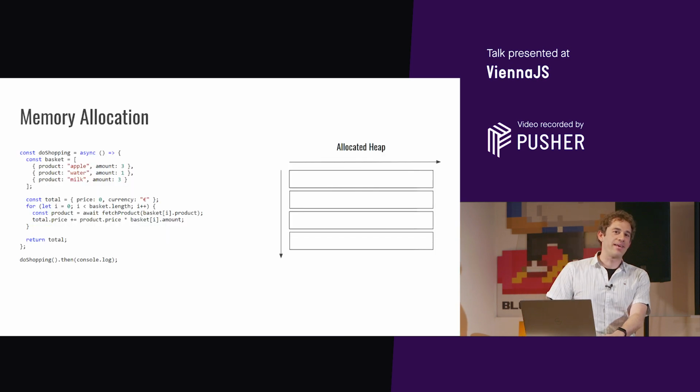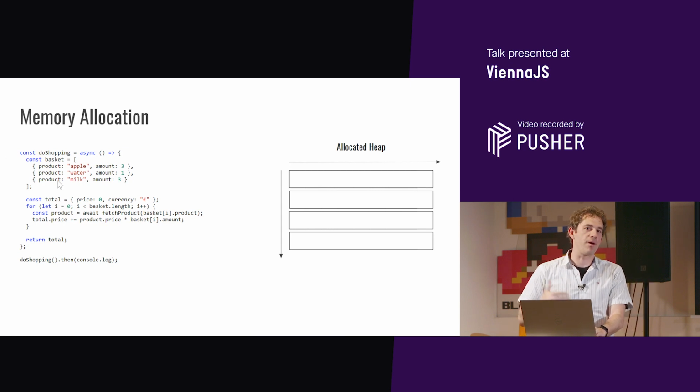So we have here again another example where we have some shopping case, and as we can see, we are defining here a basket that contains basket items. We create a total object that wants to calculate the total amount of money that we have to pay for the basket, and then I'm iterating over each basket item, and in each iteration, as you can see here, I am fetching the product from some endpoint. And then I use the price of this product multiplied with the amount to come to the total amount.